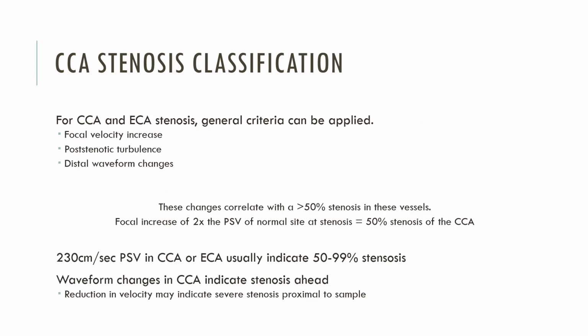CCA stenosis classification, like I said, does not go off of those charts, but there is some way we can begin to document it. So if we find a focal velocity increase with post-stenotic turbulence and distal waveform changes, we can say that it is a hemodynamically significant stenosis. If we see these three things, we can say we know it's at least 50% stenosed. Anything less than 50% will not result in the turbulence, the velocity, or the waveform changes. If we see 230 centimeters per second in our peak systolic in our CCA or ECA, usually that would indicate 50 to 99% stenosis. If we could still see a string sign, then we know that it's not totally occluded.